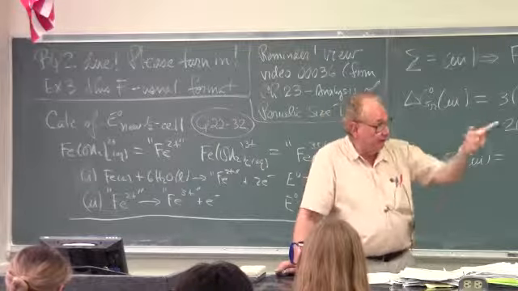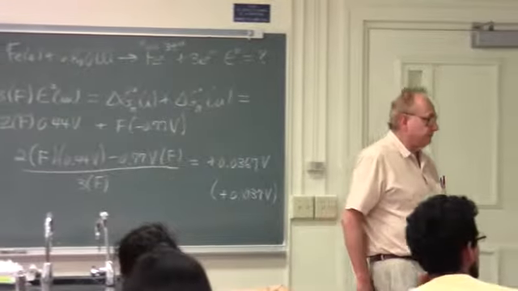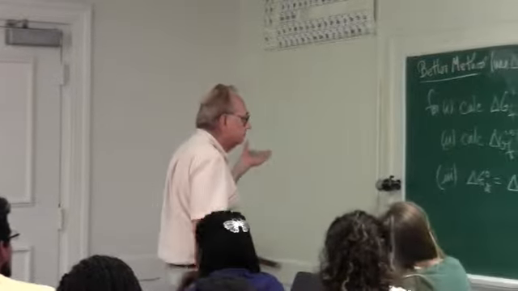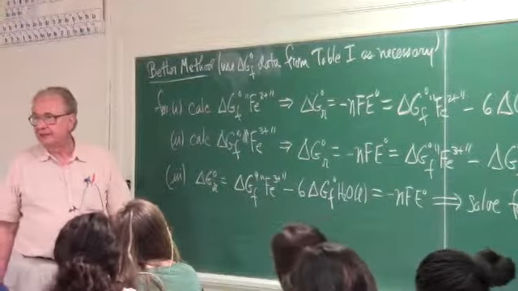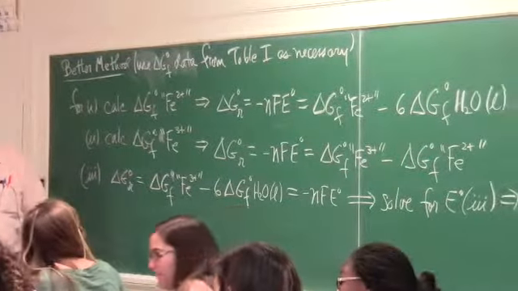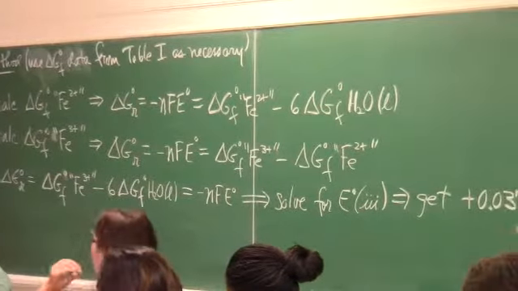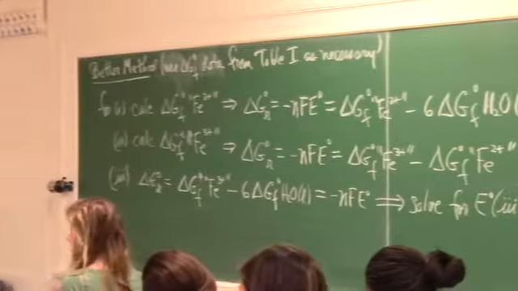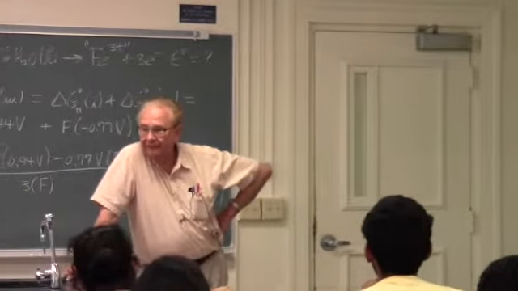But frankly, I prefer this. I call it the better method. This shows how we can get the same information by using standard changes in free energies of formation from Table 1 as necessary. And this also shows how you can get standard changes in free energy of formation for species whose formulas are not contained in Table 1.